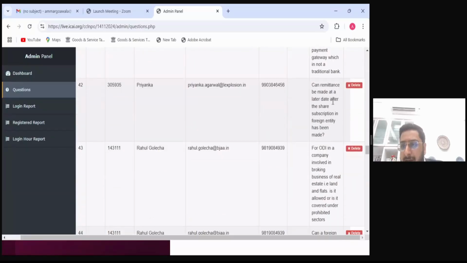Can remittance be made at a later date after the share subscription in the foreign entity has been made? Yes, a lot of times it happens that way only. You enter into an SPA, and after you enter into an SPA, then you make the remittance. So that can be done.